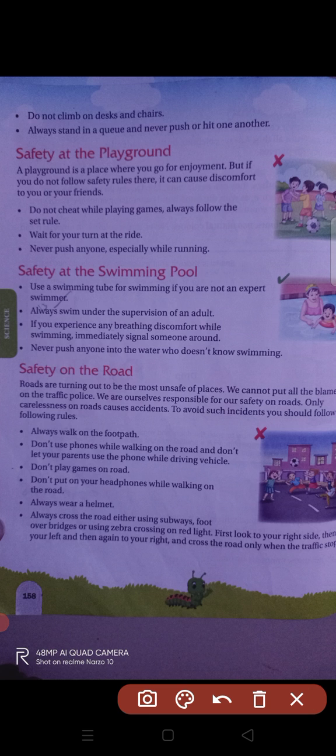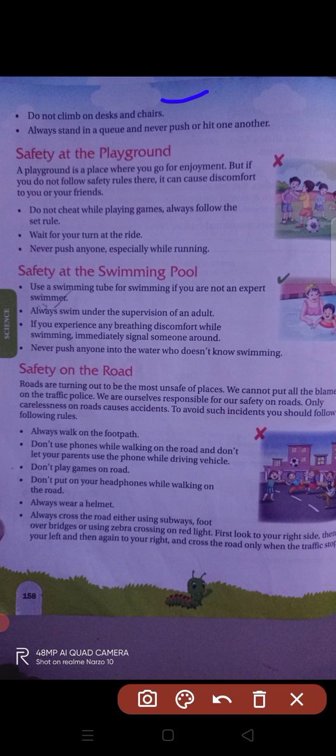If you throw any objects at anyone, that might cause injuries and pain to someone, and that will be your friend only. So we should not throw any objects, and you should never run on the stairs, and you should never climb on the desks or chairs.